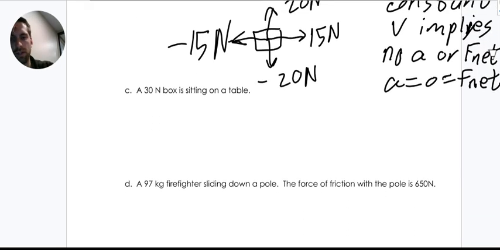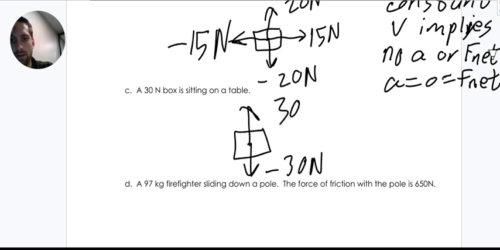So another one where it's sitting on the table, going up, going down, negative 30, and 30.